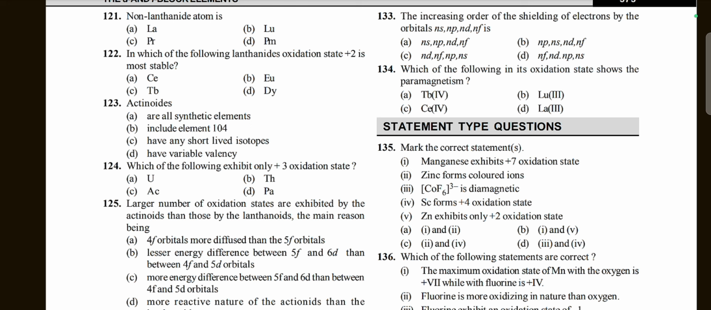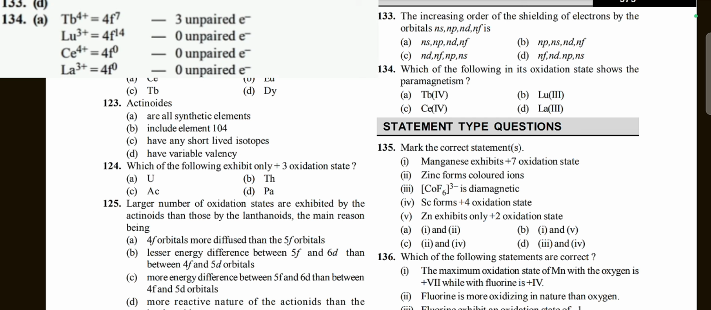Which of the following in its oxidation state shows the paramagnetism? So Tb4+ is 4f7. It has 3 unpaired electrons. Lu3+ is 4f14. It has 0 unpaired electrons. Ce4+ is 4f0. It has 0 unpaired electrons. La3+ also has 0 unpaired electrons. So option A will be the answer, Tb4+.